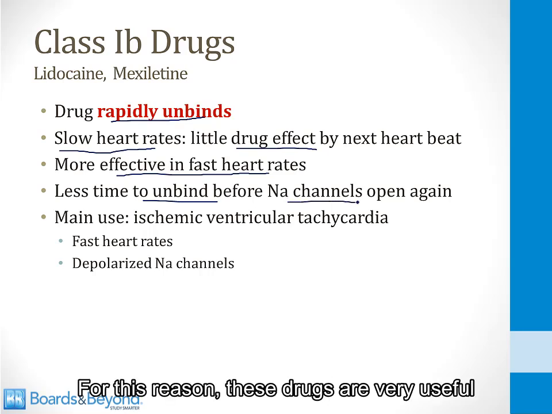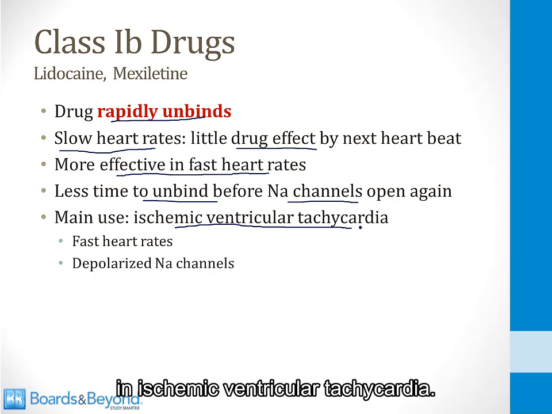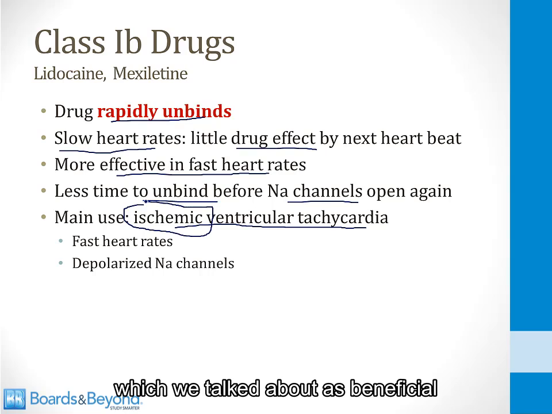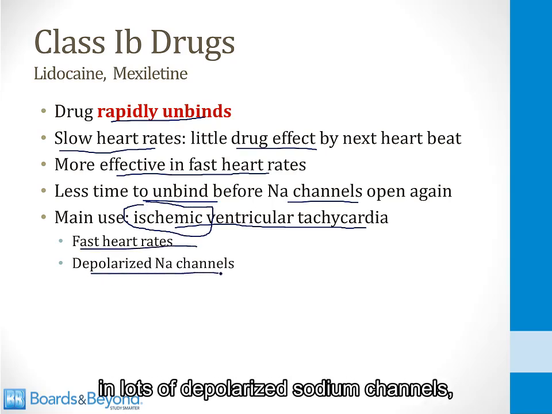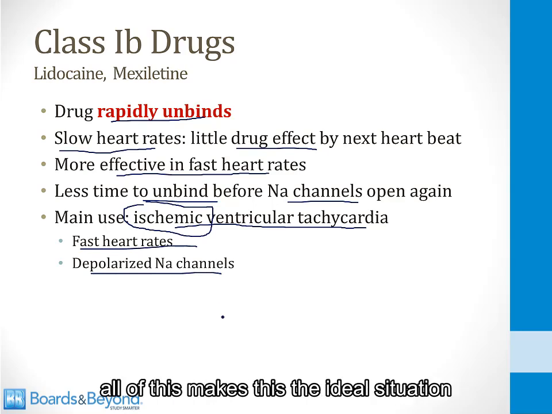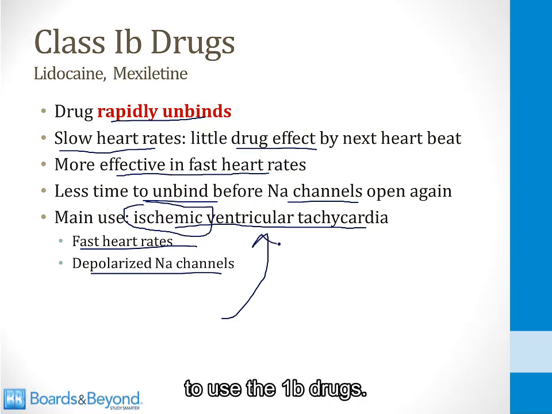For this reason, these drugs are very useful in ischemic ventricular tachycardia. First of all, there's ischemic tissue, which we talked about is beneficial to the utility of these drugs. In addition, there are fast heart rates and lots of depolarized sodium channels. All of this makes this the ideal situation to use the 1B drugs.